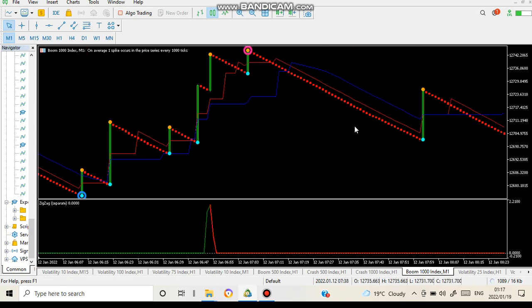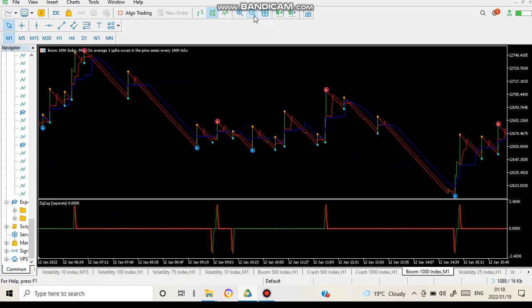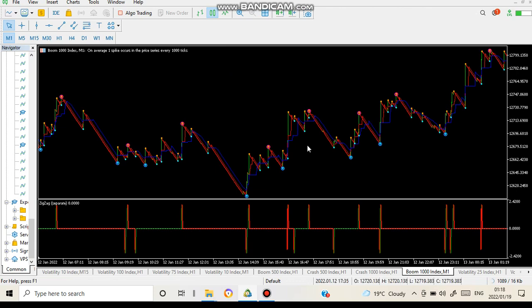But this is not financial advice. Okay, remember that this is for educational purposes only. So over here we had another one. Okay, check this out. Crossover entry. Okay, so that is how you use this on Boom 1000. Now I'm just going to show you guys how to use this on Crash 1000, and then I'm done with the video. Okay.